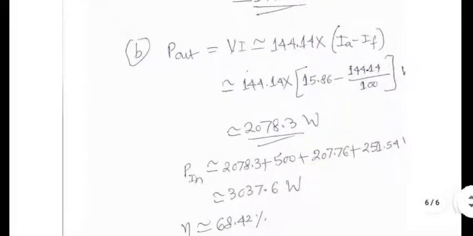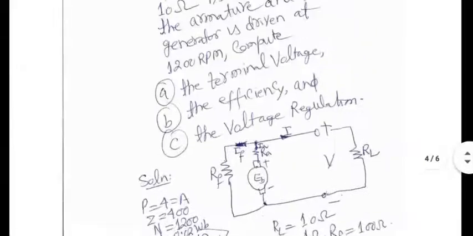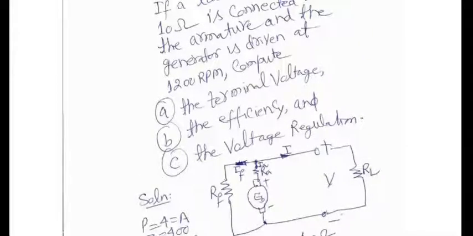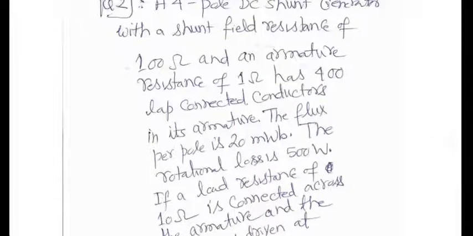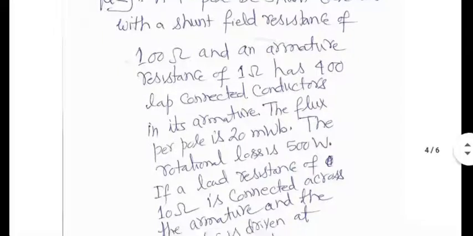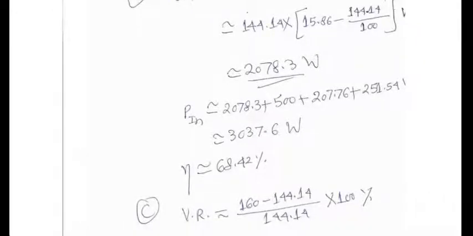You will have to look at it very carefully once you get the document. Output power is going to be almost 2078.3 watt. Input power will be output power plus losses. And losses means mechanical losses or rotational losses plus IA square RA plus IF square RF. Mechanical losses are 500 watt. RA, RF are both known. IA and IF are also both known. So you can plug in all the values to get the total loss in watts.